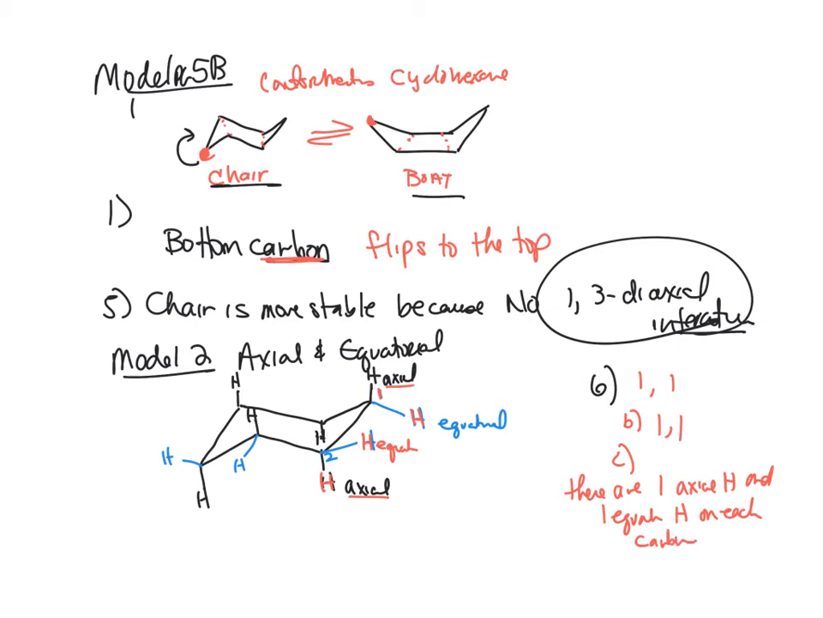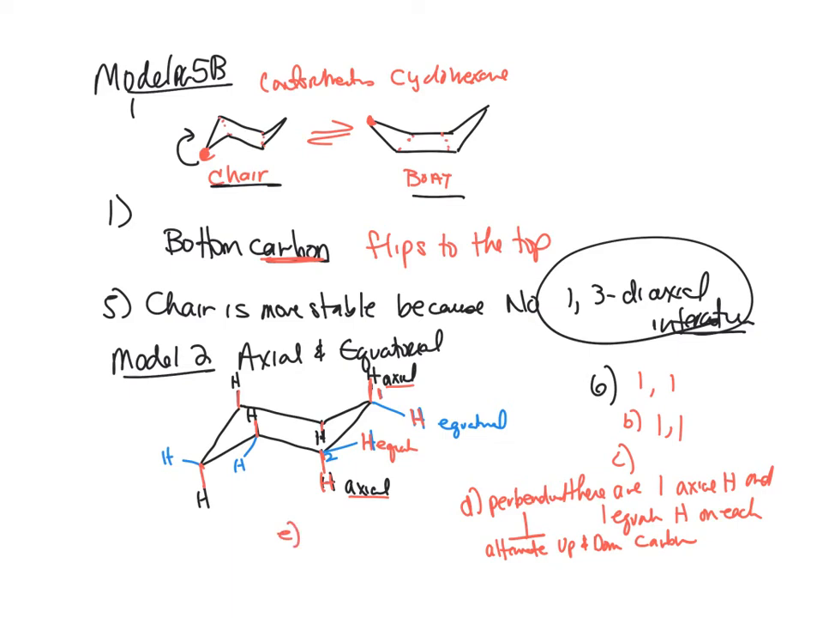Describe how to locate the axial position with reference to the plane of the ring. You see how axial goes up, down, up, down, up, down. So in the plane of the ring, it is perpendicular. That's the sign in geometry for perpendicular, and they alternate. That's important, that they're going to alternate up and down.